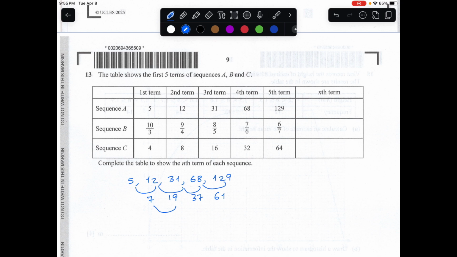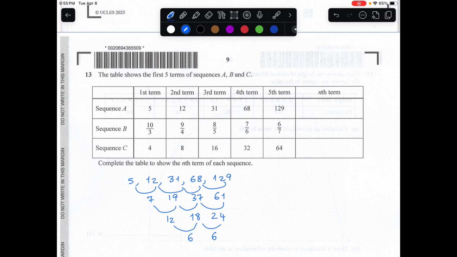That difference, 19 minus 7, gives me 12. 37 minus 19 gives me 18. Okay, looks like it's cubic. 61 minus 37 gives me 24. And now 18 minus 12 is 6. 24 minus 18 is also 6. So that is a cubic sequence.